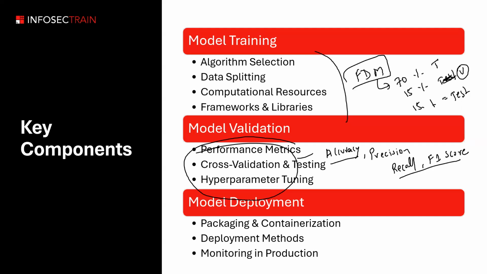I repeat again. One is basically called accuracy. Second is called how precise it is. Third is called recall. And fourth is basically called the F1 score. So these are the metrics. So let's understand. First is called accuracy.